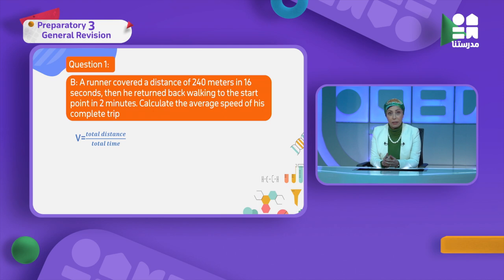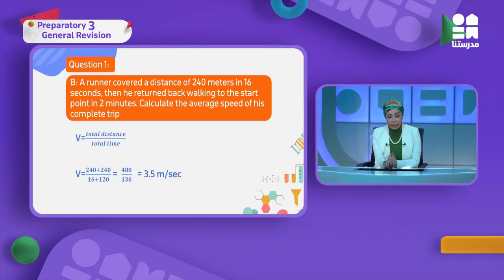So here is the rule. Here, how much distance did the runner cover? The first distance is 240 meters. Then he returned back, meaning he walked the distance forward and returned it again, so the distance is doubled. So the total distance here is 240 plus 240, going and coming back. Then I'm going to calculate the time he took to cover the distance going and coming. At the beginning it took 16 seconds, and when he returned back it took 2 minutes.